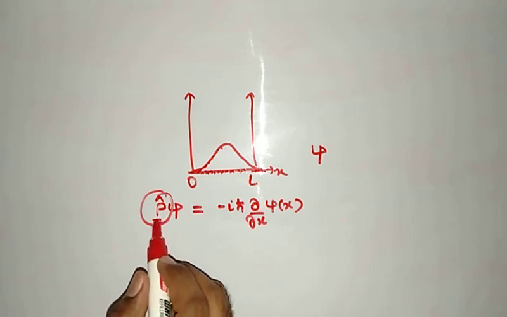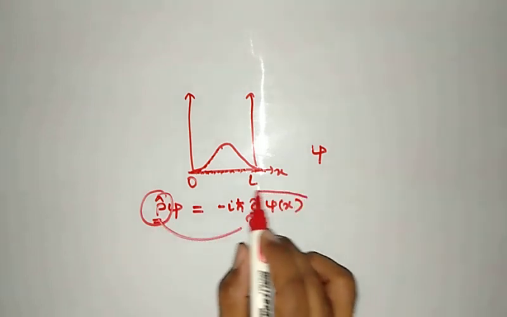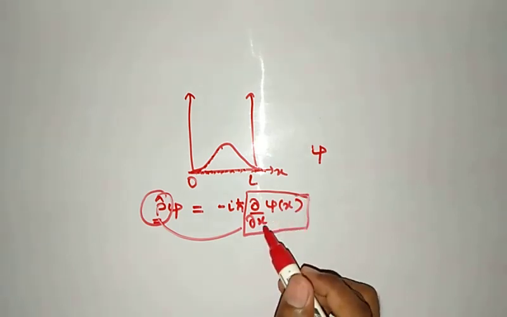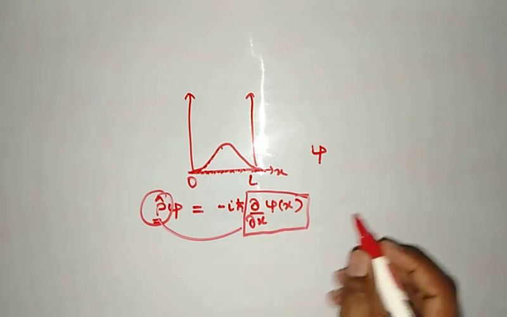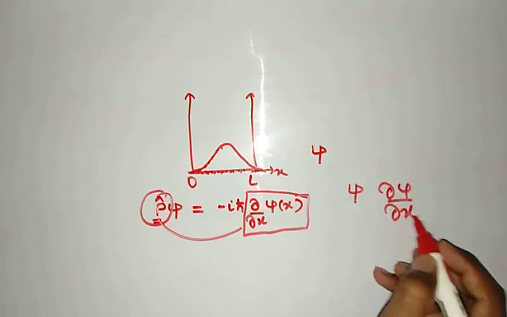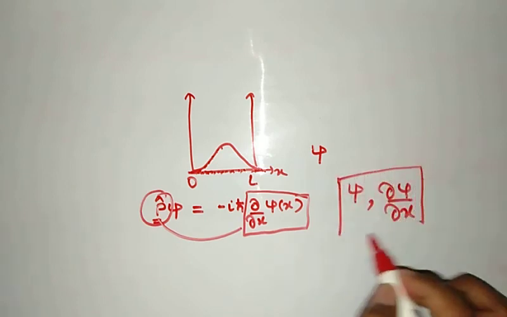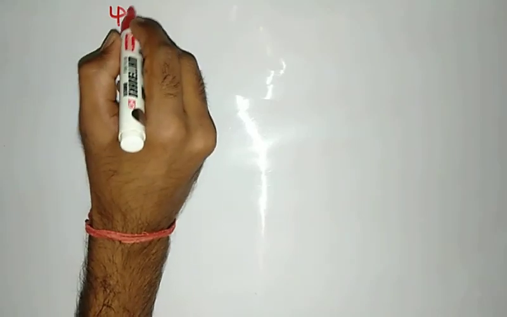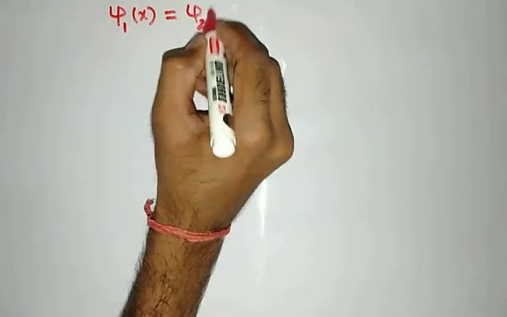When psi is a continuous function, it means that the derivative of psi is also a continuous function of x. So finally, psi and ∂psi/∂x, that is its derivative, are continuous functions of x. Using this concept we will find the relation. Now applying the continuity relation, that is the boundary condition, psi 1 of x is equal to psi 2 of x.